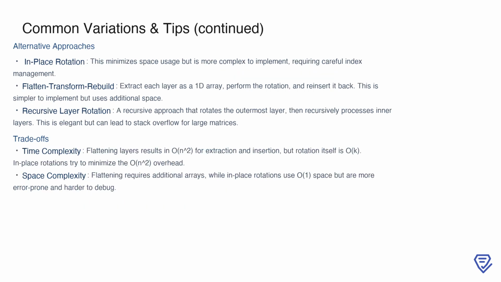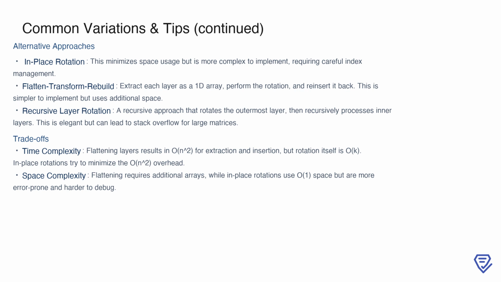Let's explore a few alternative approaches and their trade-offs. One option is in-place rotation, which minimizes space usage by not requiring additional data structures. However, this method is more complex to implement because it involves managing indices carefully to avoid overwriting values prematurely. A second approach is the flatten transform rebuild technique. Here, you extract each layer as a one-dimensional array, perform the rotation, and reinsert it back into the grid. This method is conceptually simpler and easier to debug but requires extra space for the temporary arrays.